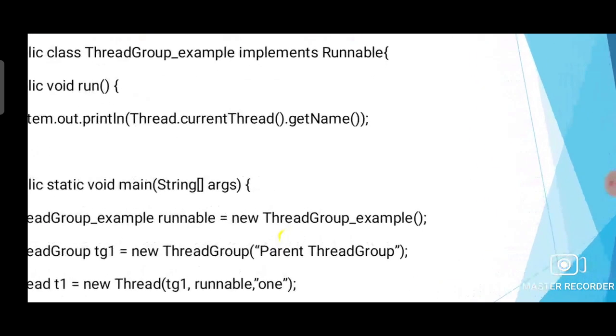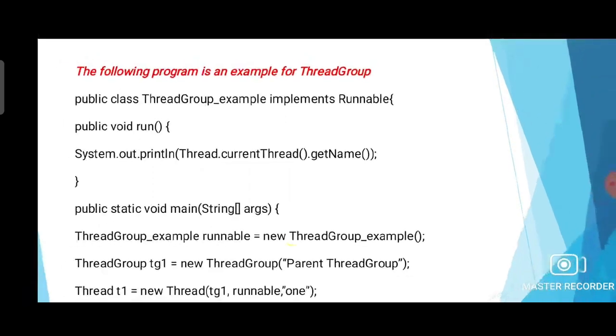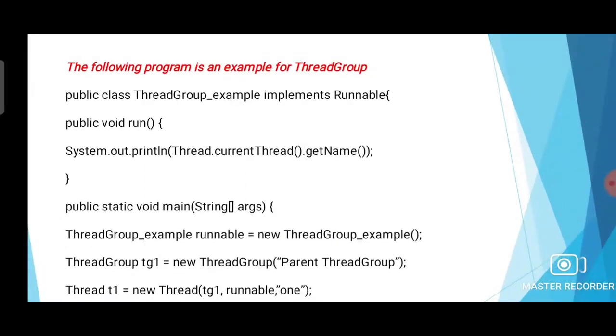Now we are going to see how we can create the thread group. We have defined one class. The class name is ThreadGroupExample, that implements the Runnable interface. Then we have the run method. In thread programs, we will always have the run method. Whenever we start the thread, the run method will be executed. That is the concept behind thread creation, isn't it?